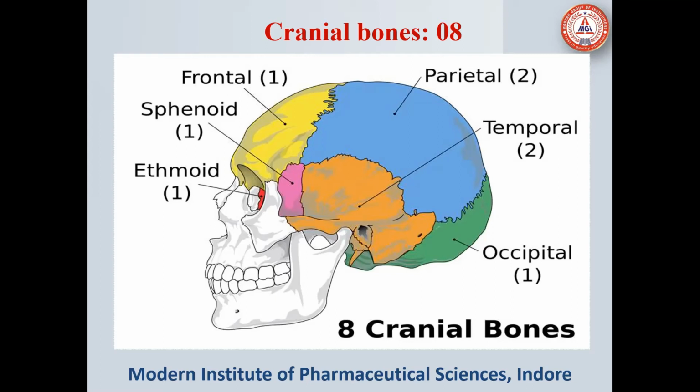The next bone is the ethmoid bone. The ethmoid bone occupies the anterior part of the base of the skull and helps to form the orbital cavity, the nasal septum and the lateral wall of the nasal cavity. On each side are two projections into the nasal cavity, the superior and middle concave or turbinated processes. This is all about the cranial bones.